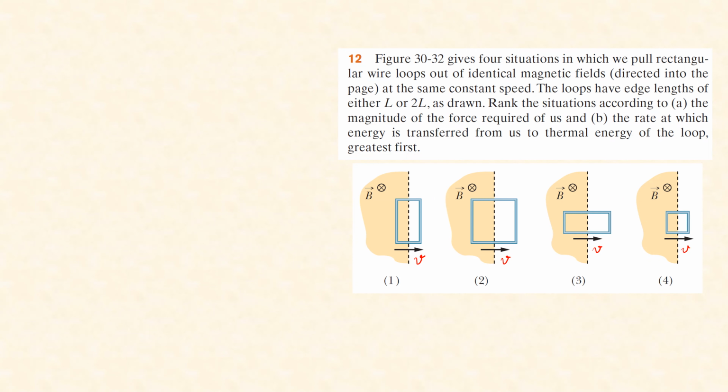Motional EMF is what? Isn't it magnetic field times the inductance over the area, the rate of change of area? Not inductance. The L in this formula was not the inductance, it was the length. Yeah, BLV, right? L was the part that is perpendicular to the direction of motion, right?